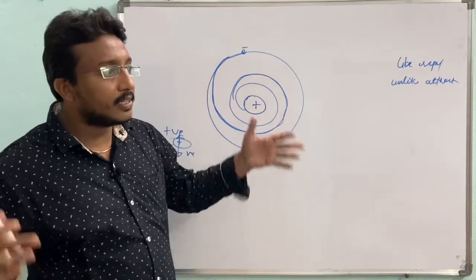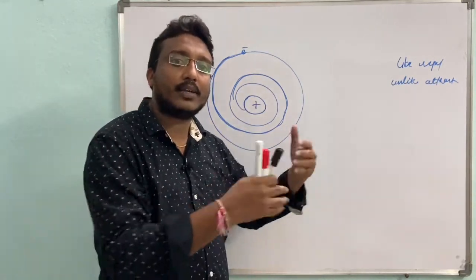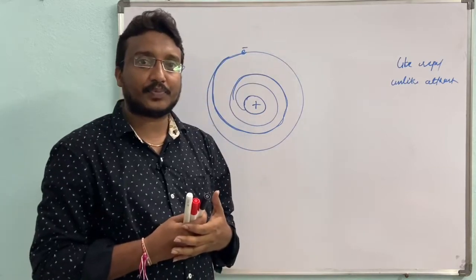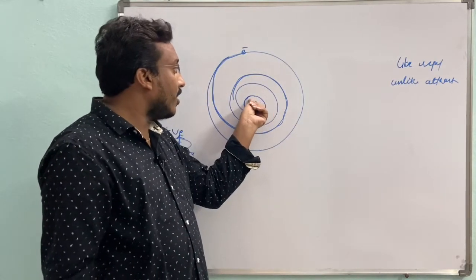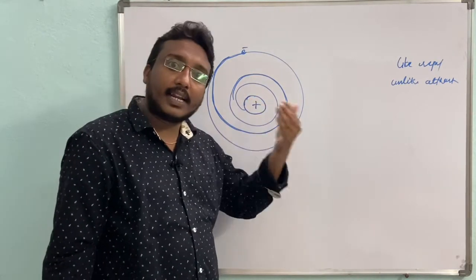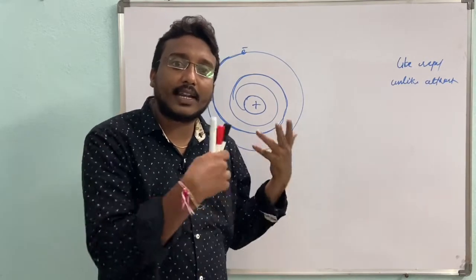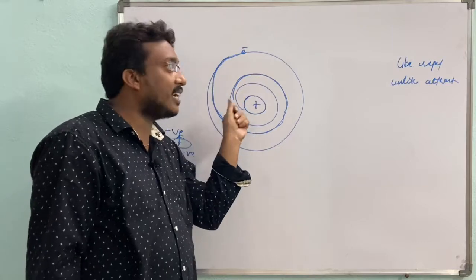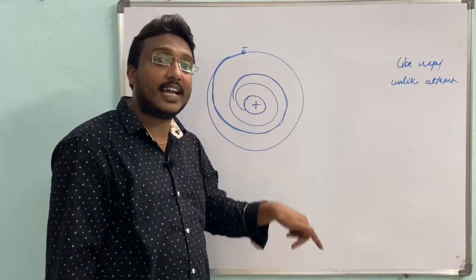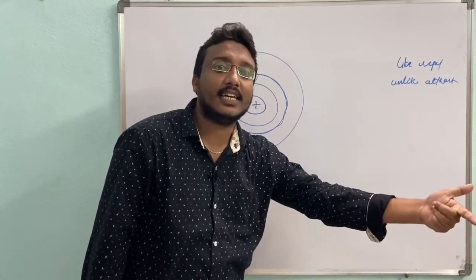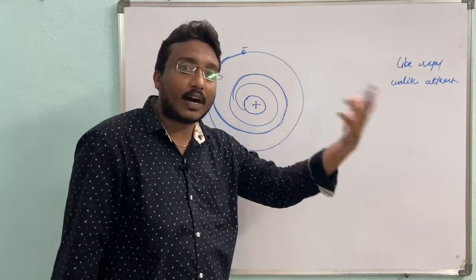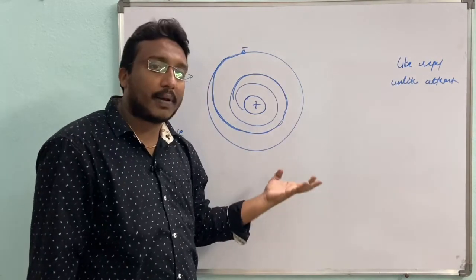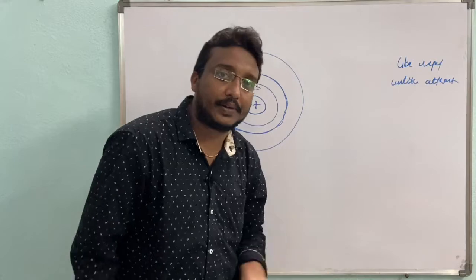Why, sir? Because all the substances are formed by groups of atoms, right? But matter does exist. That means the electron is not losing its energy. Then why is it not losing its energy? This doubt was not explained by Rutherford.